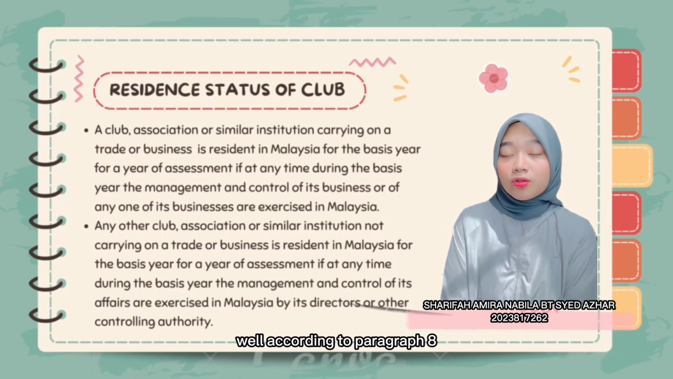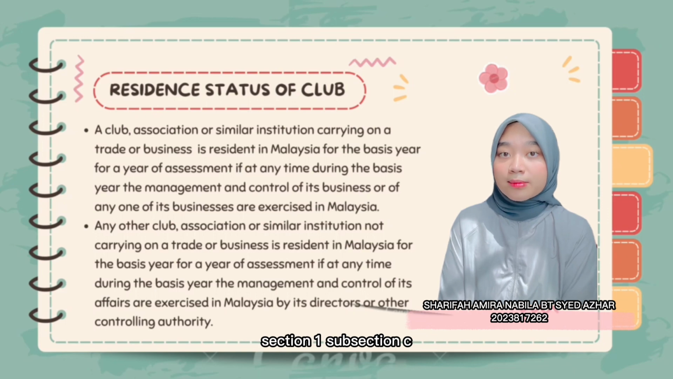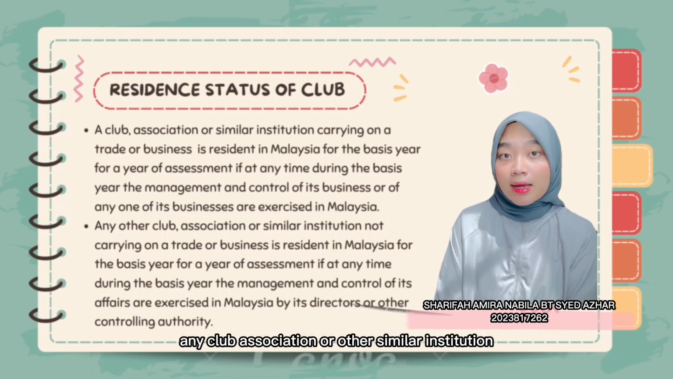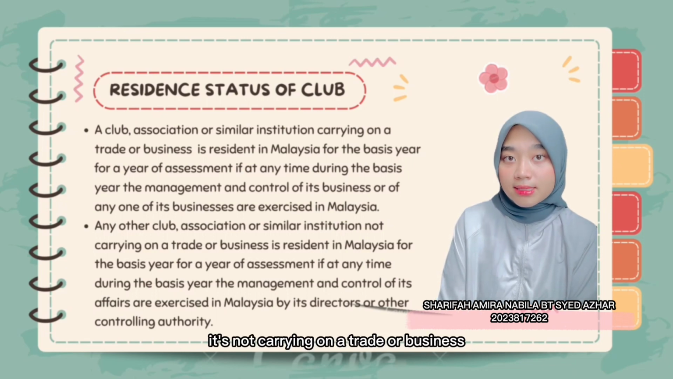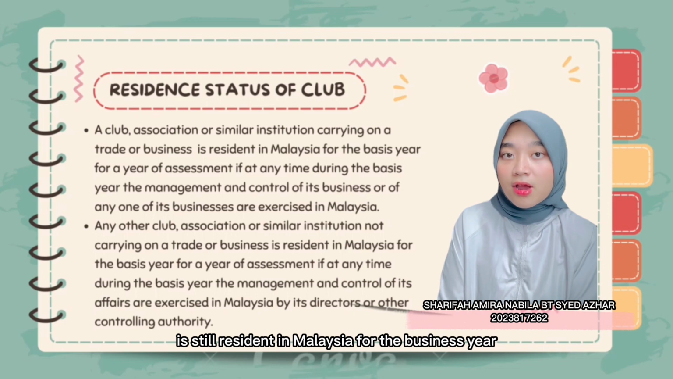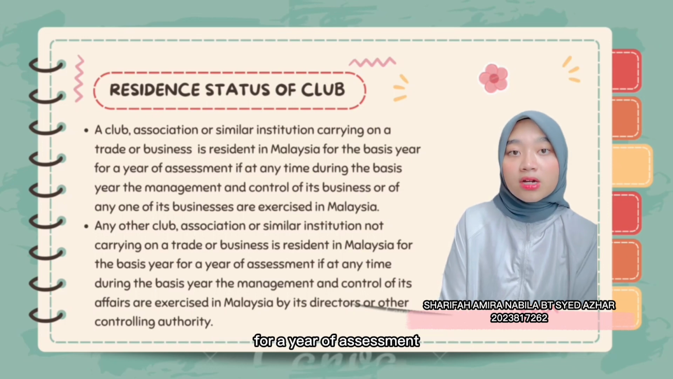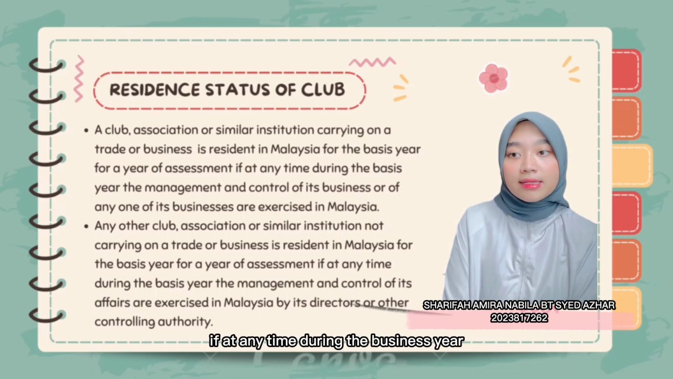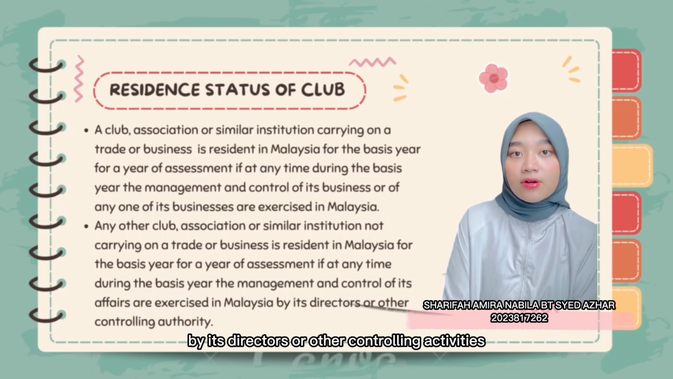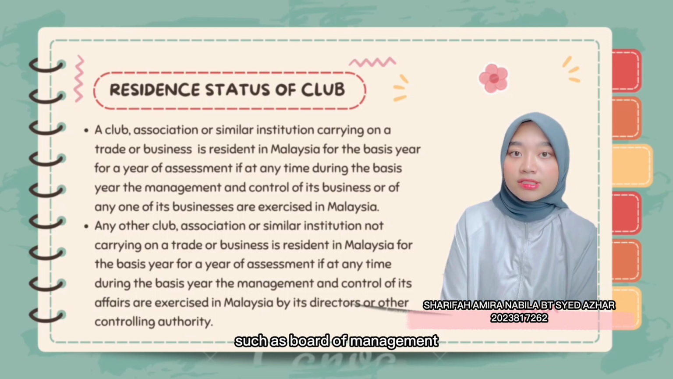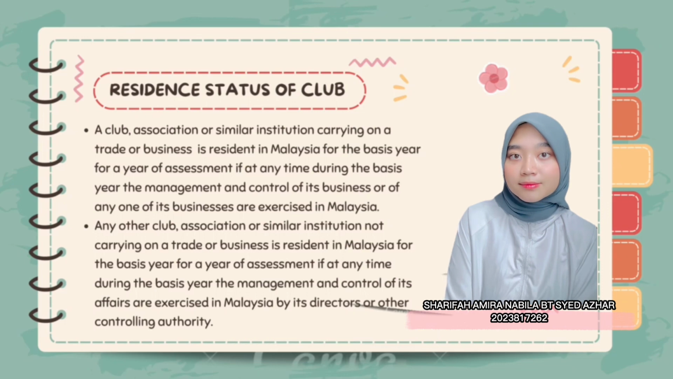According to paragraph 8, section 1, subsection C, any club, association, or other similar institution that is not carrying on a trade or business is still resident in Malaysia for the basis year for a year of assessment if at any time during the basis year the management and the control of its affairs are exercised in Malaysia by its directors or other controlling authorities such as a board of management.